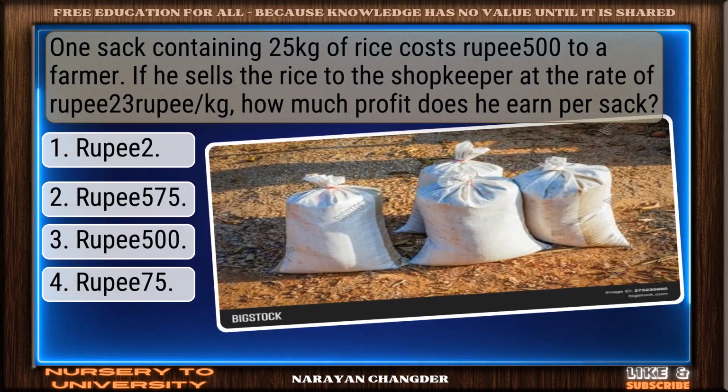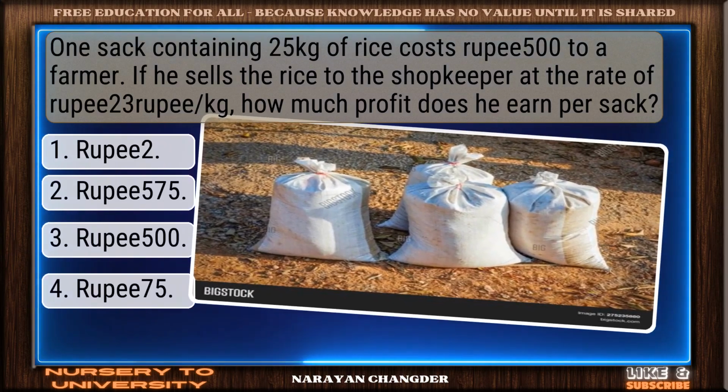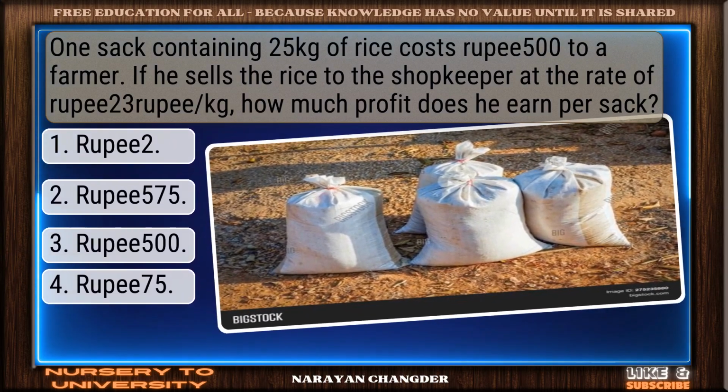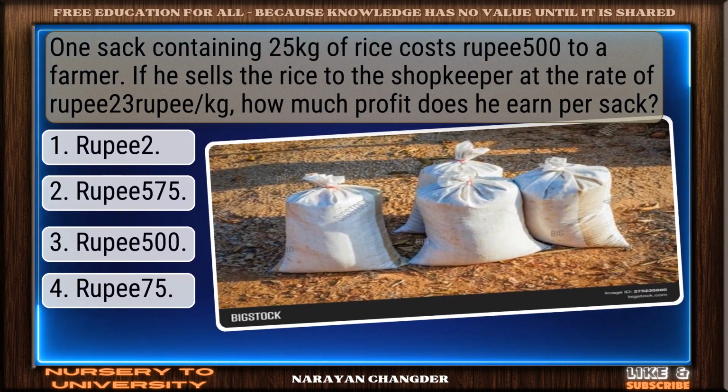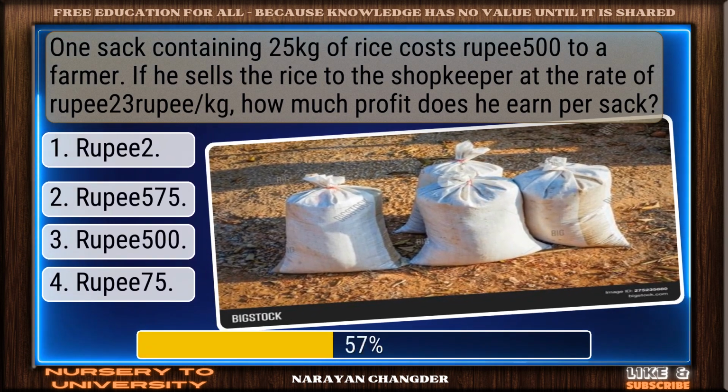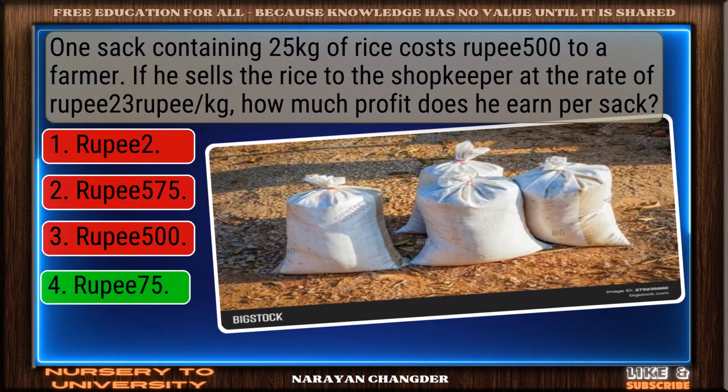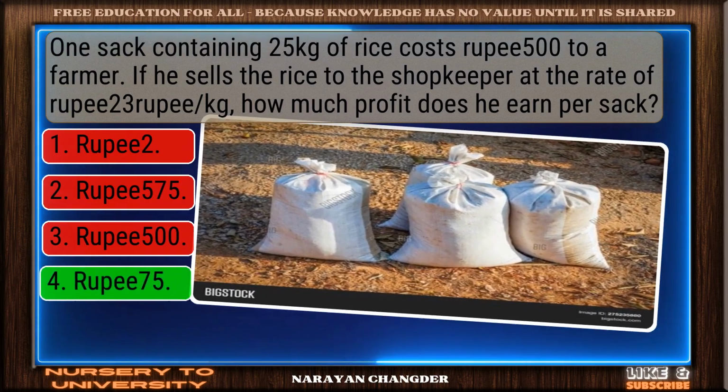1 sack containing 25 kgs of rice costs rupee 500 to a farmer. If he sells the rice to the shopkeeper at the rate of rupee 23 per kg, how much profit does he earn per sack? Excellent choice. Rupee 75 is the right answer.